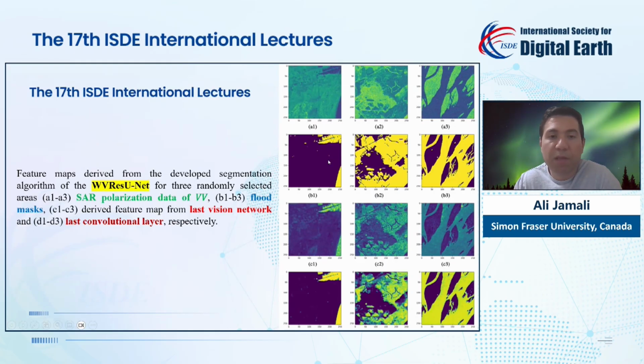So we have the polarization data VV, then we have the flood mask. Then this one is derived from the last vision network, from the vision block that I explained. So you can see the model is focusing on the flooded area. And then the last one is the last convolutional layer. So you can compare it with the flood mask.